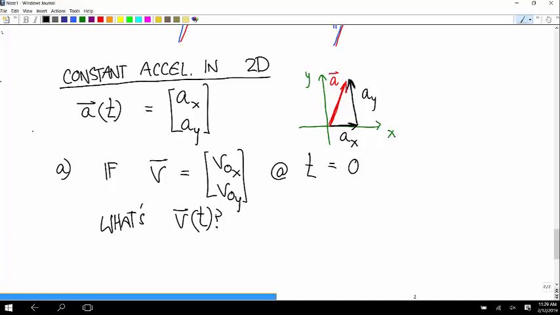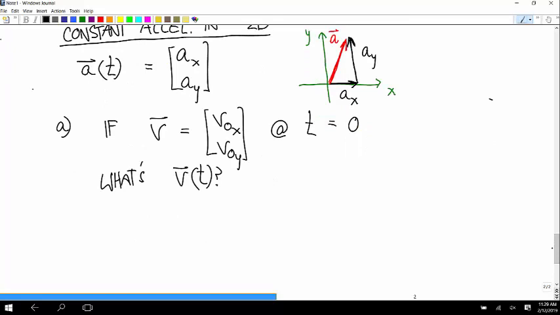Okay. This is exactly what we did to figure out the velocity as a function of time in 1D. We just have more subscripts and stuff running around now because every constant vector has two unknown components. So the velocity as a function of time is equal to the integral of ax dt for the x component and the integral of ay dt for the y component.